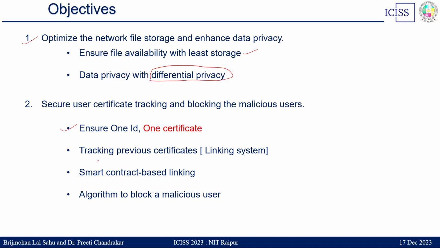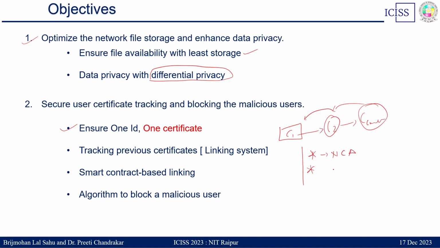And tracking the previous certificates, we want to create a linking system so that all the previous certificates, like C1, are linked to C2 and so on, up to the current certificate. This will help us to track down whether the user, with a past certificate, has performed some kind of malicious activity or not, or maybe there are some other reasons. So we figured out some 3 to 5 reasons, like the certificate is blocked by the NCA, Network Certificate Authority.